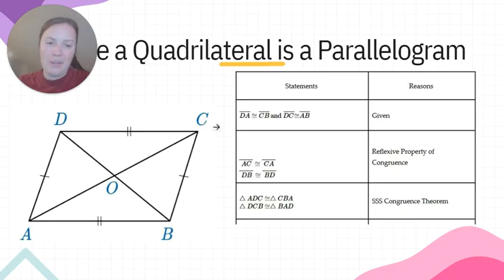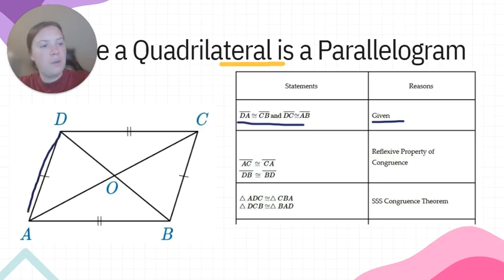quadrilateral is a parallelogram. So when we're writing our proof, we always start with the given information, and we're given that DA and CB are congruent, and DC and AB are congruent. By the reflexive property, that means we can draw this, and actually let's swap it over to a highlighter.